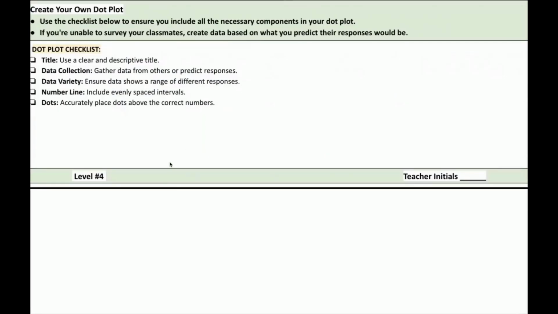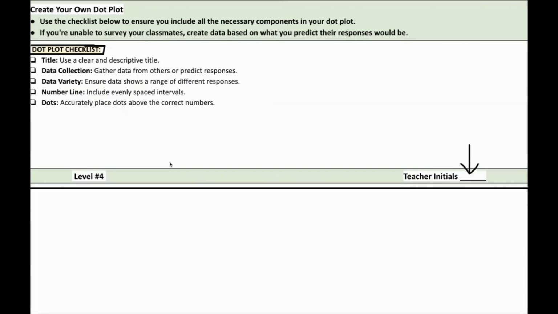The reason why I asked you to come back after you finish B and C is I just wanted to go over this bottom section where it says create your own dot plot. This is optional if your teacher wants you to do it. If you're unable to survey your classmates, you could just make up the data. I put a little checklist here so you can make sure you have all the components of a dot plot. And when in doubt, look at examples that we've already done. Okay, so if you can't survey your classmates, just create data based on what you think their responses would be.